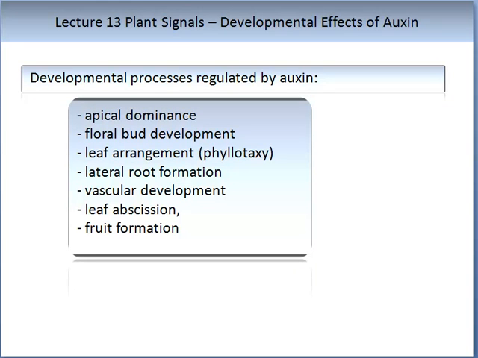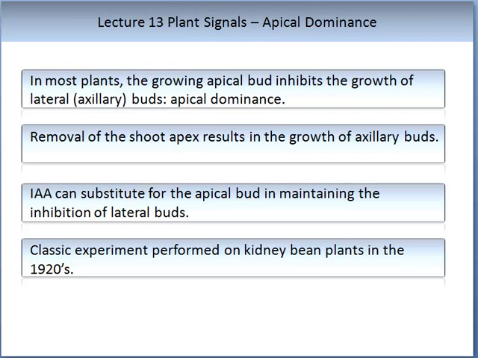Auxin has many developmental effects. These include apical dominance, floral bud development, leaf arrangement, lateral root formation, vascular development, leaf abscission, and fruit formation. In most plants, the growing apical bud inhibits the growth of the lateral buds. This is known as apical dominance. Removal of the shoot apex results in the growth of axillary buds. Auxin can stimulate the apical bud in maintaining the inhibition of lateral buds.